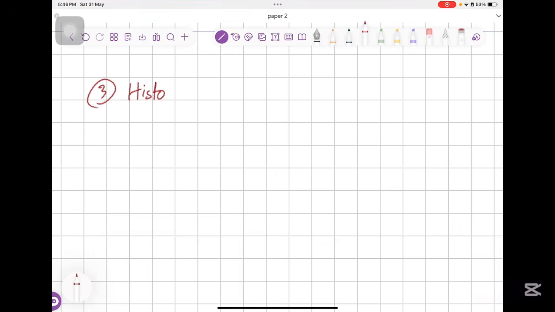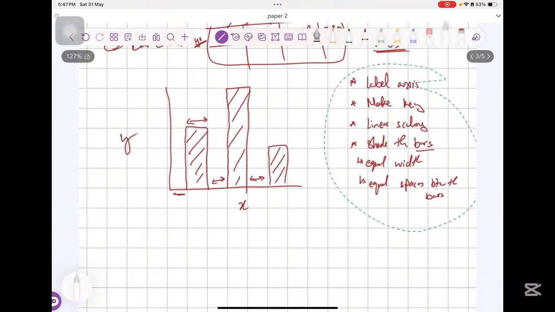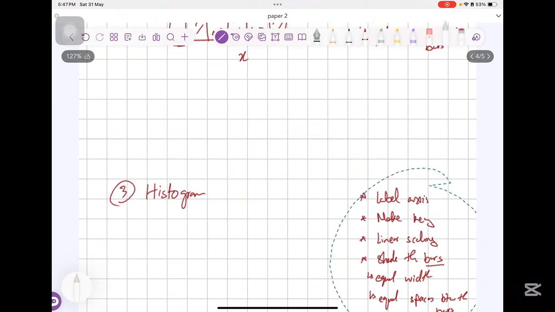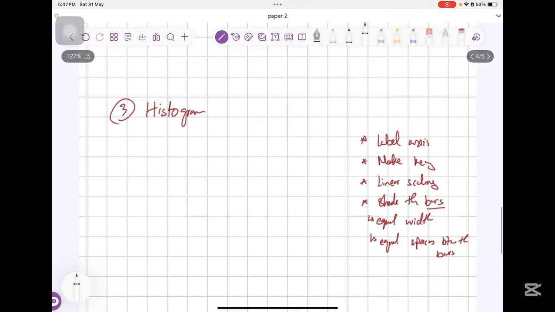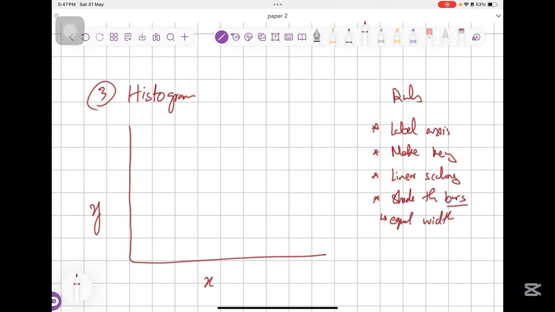Histograms. It's the same thing here. Okay, I'm just going to duplicate this and put it here. These are your rules, but it's going to be equal width with no equal spaces. Okay? It's not going to be equal spaces. What do I mean by that? Your histogram should look like this, this is the X and this is the Y. It should be like this.